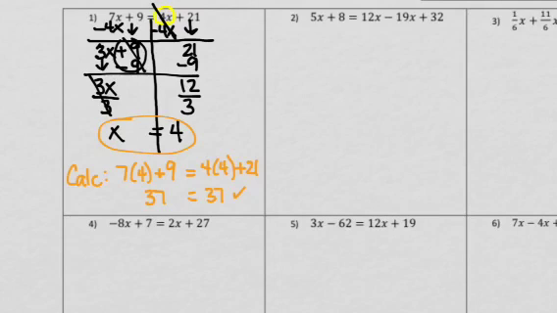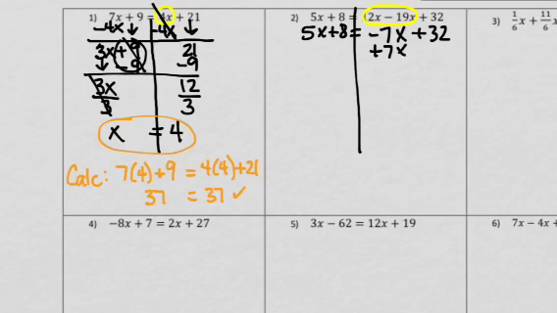Alright, let's move on to the next problem. Draw your line. We are going to combine like terms first. 12x minus 19x. So that's negative 7x. Plus 32 is on that side. And I'm just going to copy down the other side. Now let's get all the x's to the same side. So in order to get the negative 7x to the other side, I have to do the inverse of negative, so that means I'm going to add 7x to both sides.